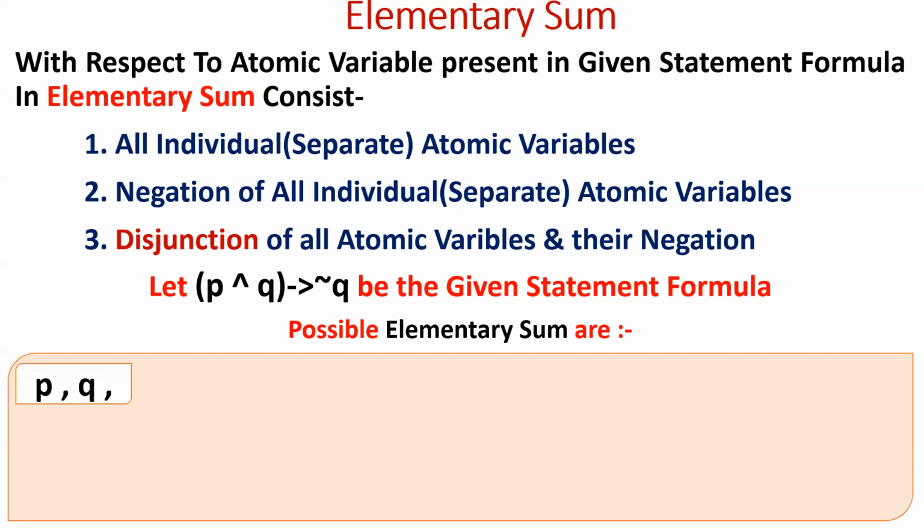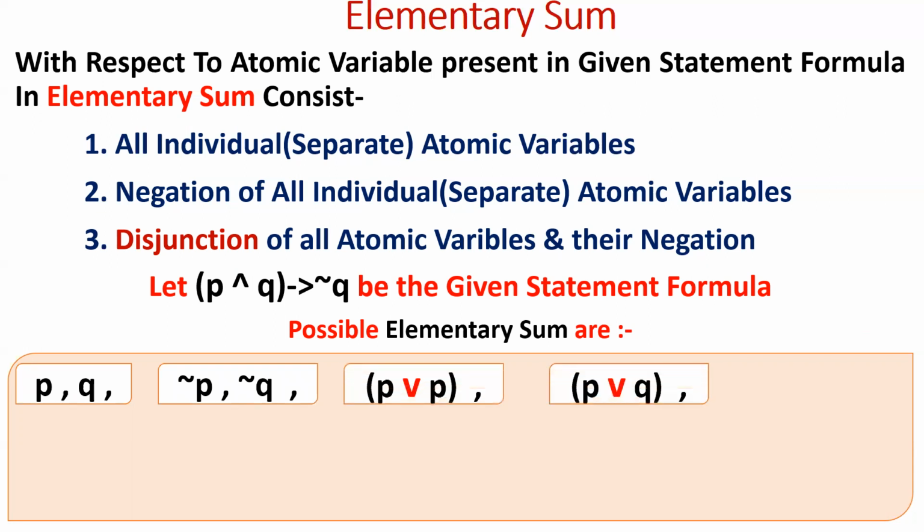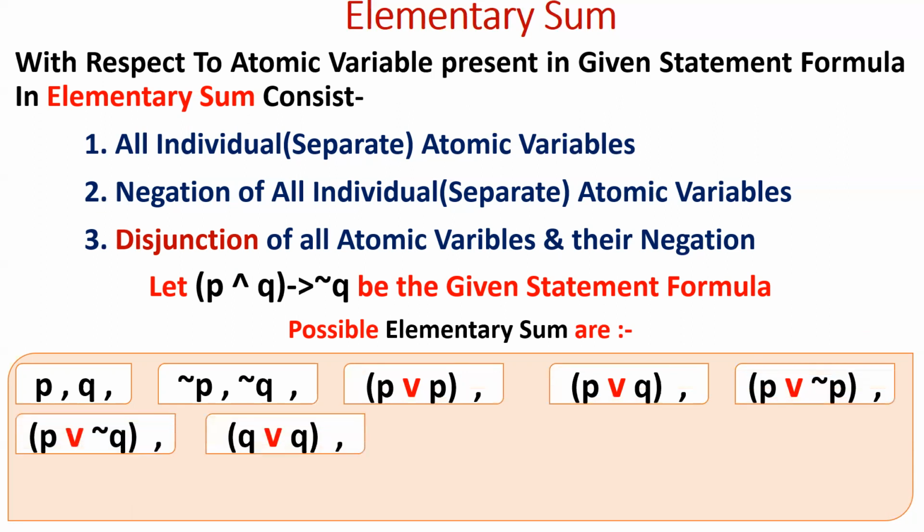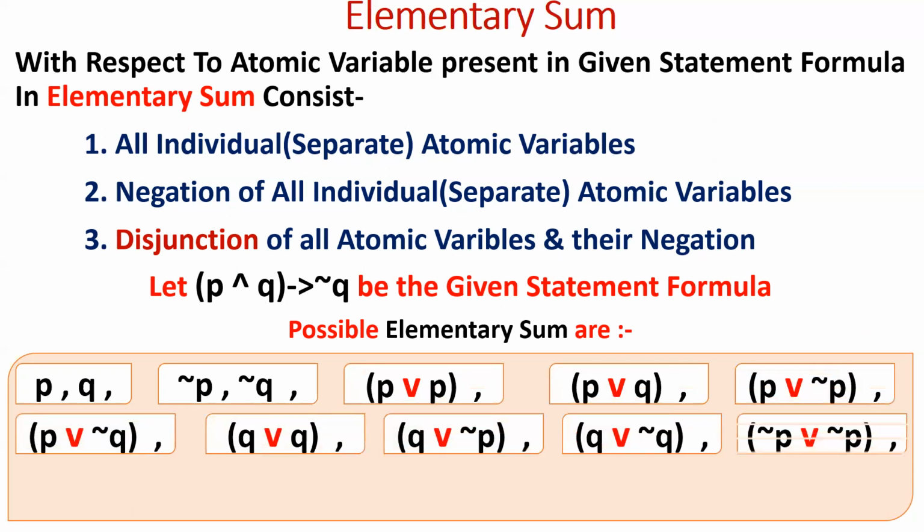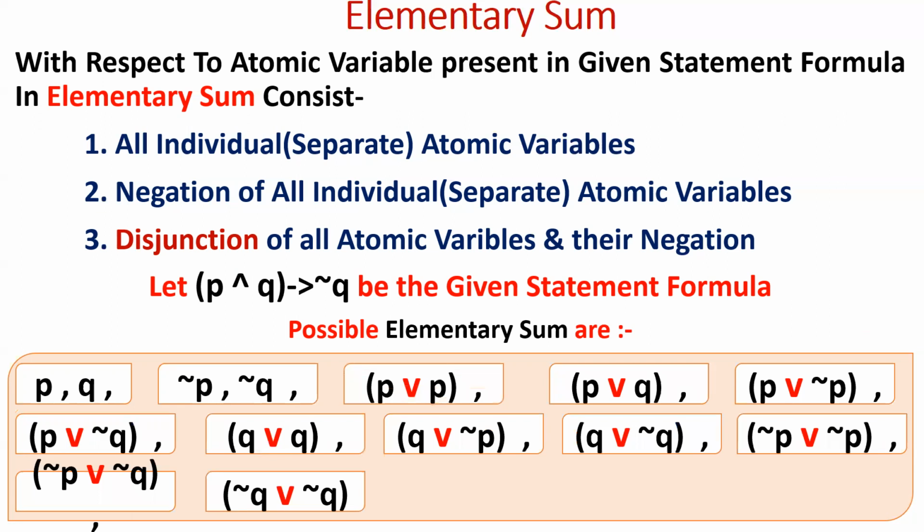If single atomic propositions standing alone are part of an elementary sum, then definitely their individual negations are also part of an elementary sum. So definitely negation P, comma, negation Q separately. Afterwards, we make groups of two atomic propositions, and in between these two atomic propositions, which connective are we using? Disjunction. So see, these all are possible elementary sums. Hope all of it is clear. Okay, now next.